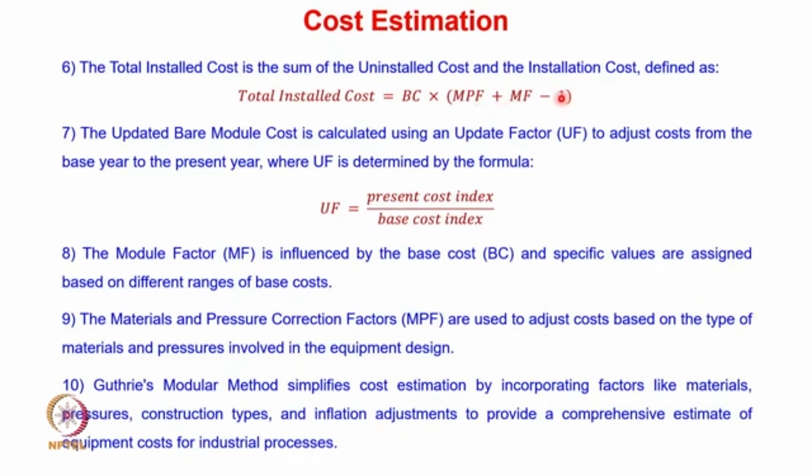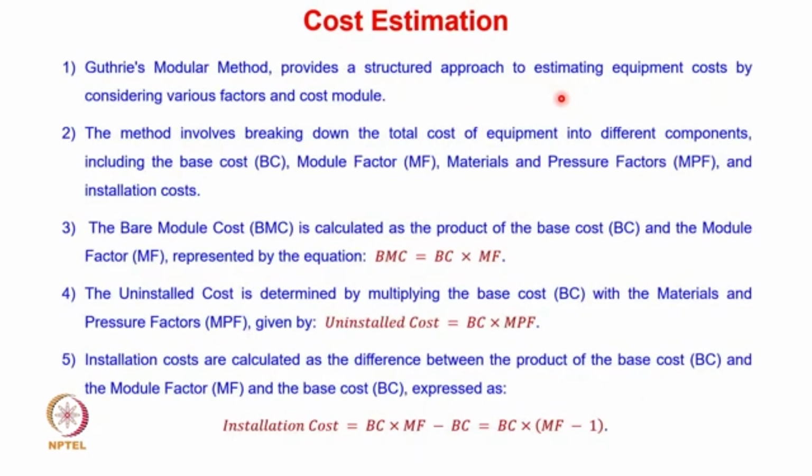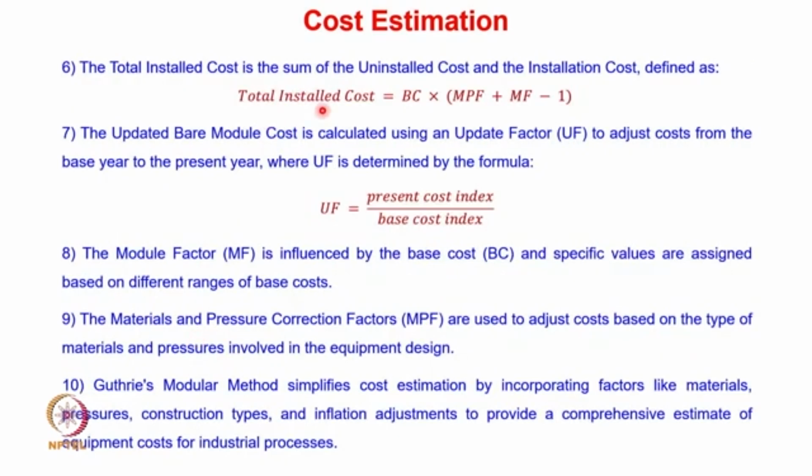So you remember, in this case MF is what? MF is a module factor, whereas MFP is the material and pressure factor. So we can use this and calculate the total installed cost as the base cost times (MFP, which is the material and pressure factor, plus MF, the module factor, minus 1).